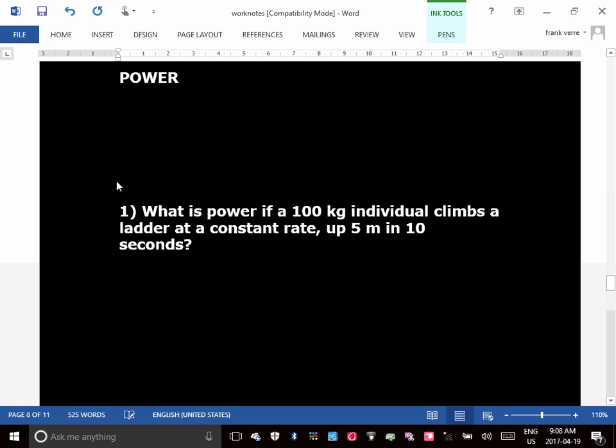Okay, power. Power is simply the amount of energy or work, so W or E, that you do over the amount of time that you do it in. So it's W or E over time. Well, work and energy we talked about are really the same thing. So it's the amount of work you do, or the amount of energy you consume, per time. It's got to be in seconds.